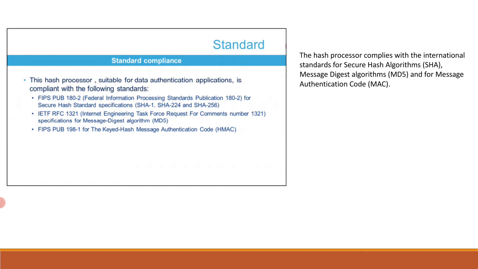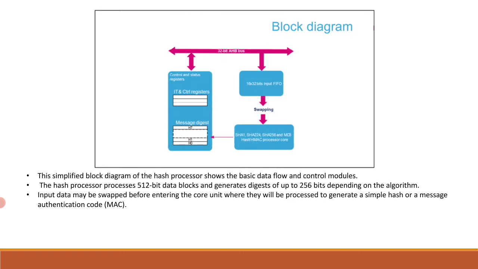So let's have a look at the simplified block diagram of the hash processor. It shows the basic data flow and control modules. Have a thorough look at it. The hash processor processes 512-bit data blocks and generates digests of up to 256 bits depending on the algorithm. Input data may be swapped before entering the core unit where they will be processed to generate a simple hash or a message authentication code, MAC.